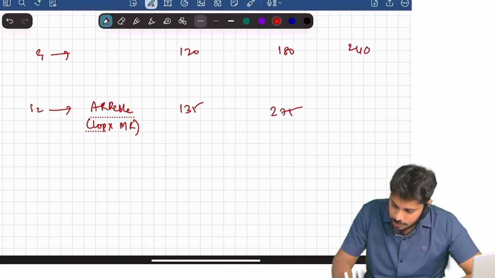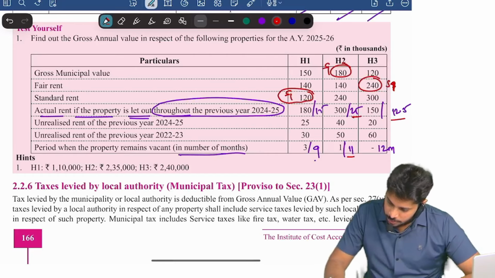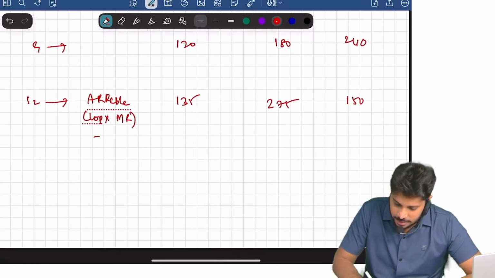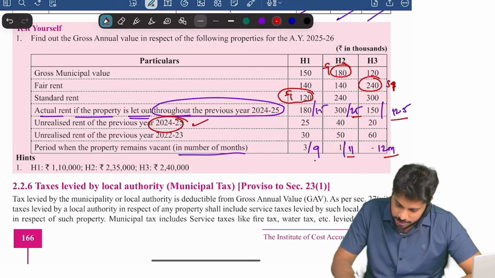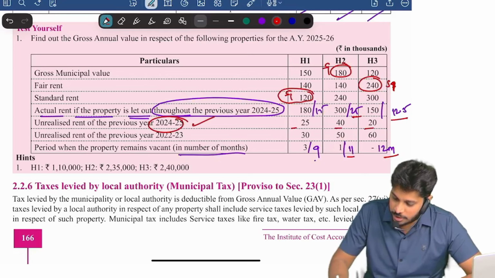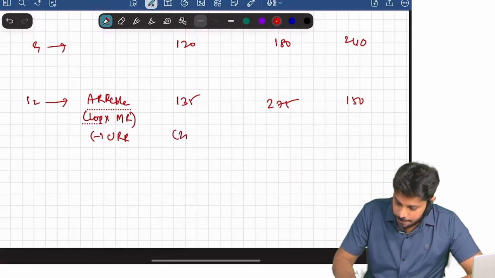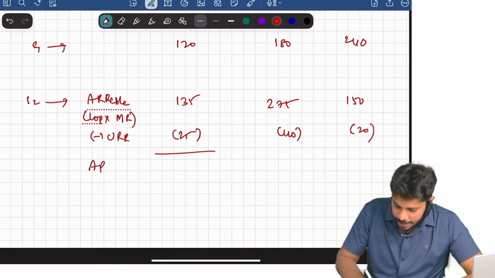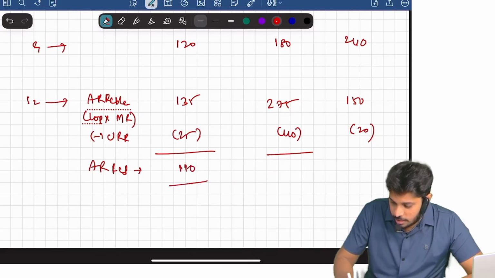275. Next, 12.5 into 12, which is also 150. Here there is no vacancy, minus unrealized rent for the current year only you should take. Only 24, 25 you should take. 25, 40, 20. What is it? 25, 40, 20. Therefore actual rent received how much? 110.